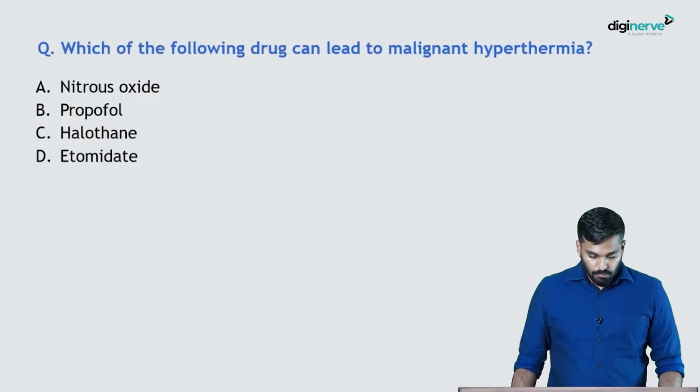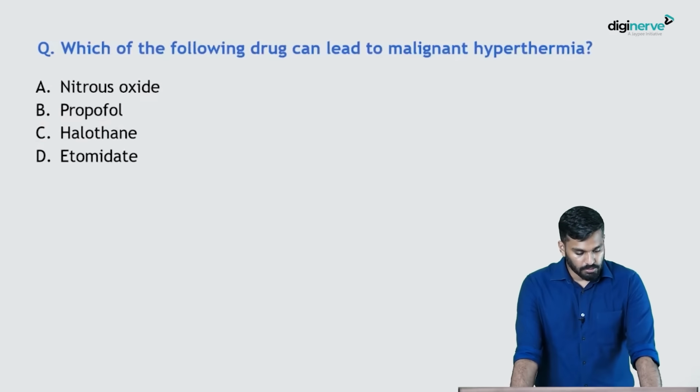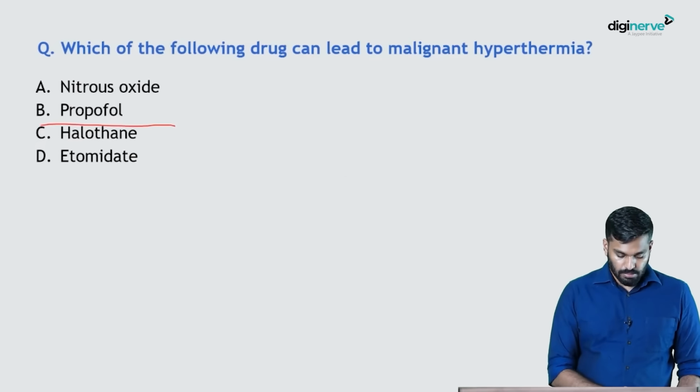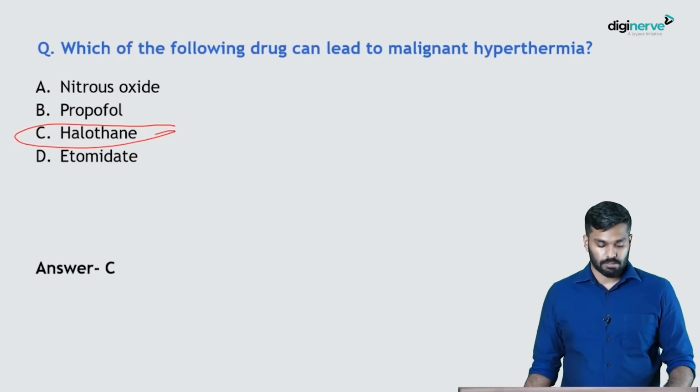Yes. Which of the following can lead to malignant hyperthermia? So it should be inhalational agent or succinylcholine. So here the only option that's an inhalational agent is halothane, so it has to be halothane, option C.